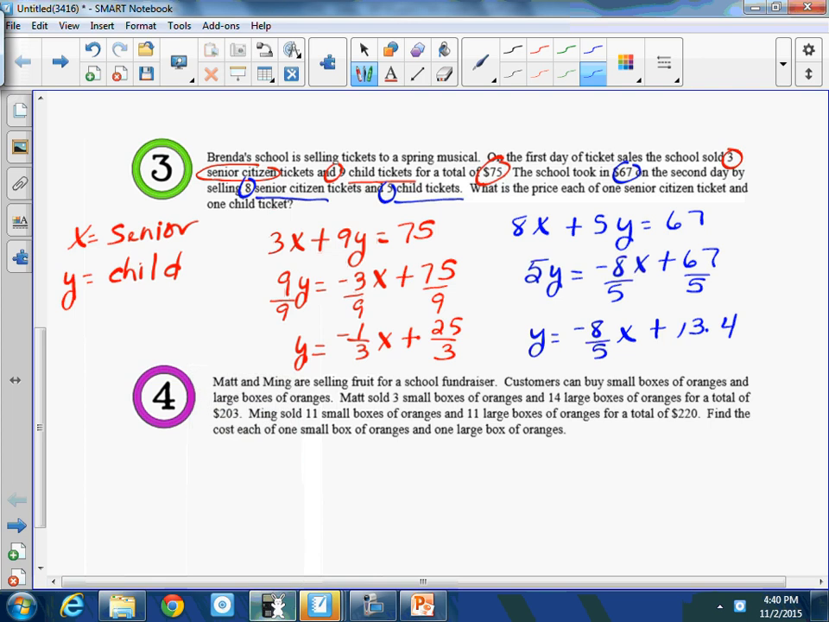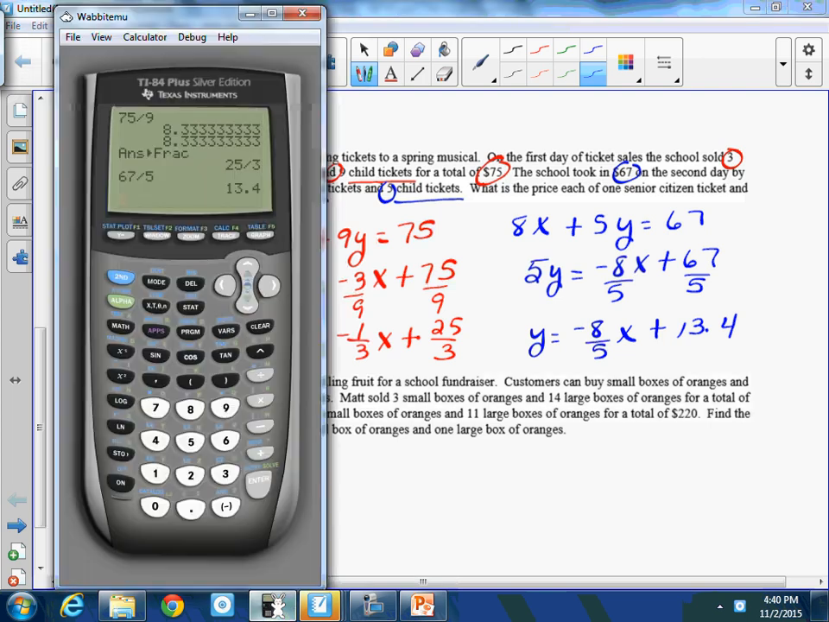Okay? After this, you're going to go to y equals. I'm going to have to change my window because my y-intercepts are bigger than 10. So let's go to y equals and write those in. Negative 1/3 x plus 25 divided by 3.